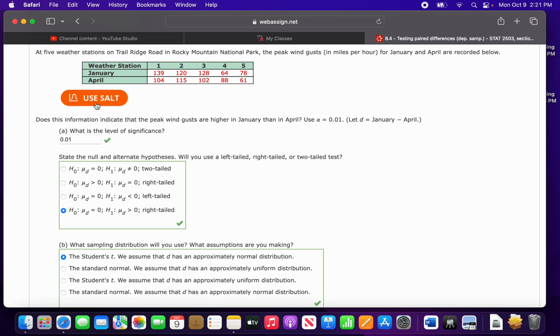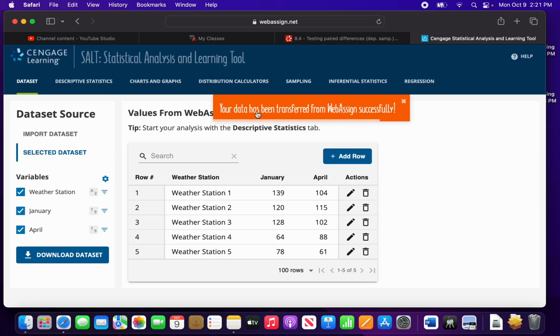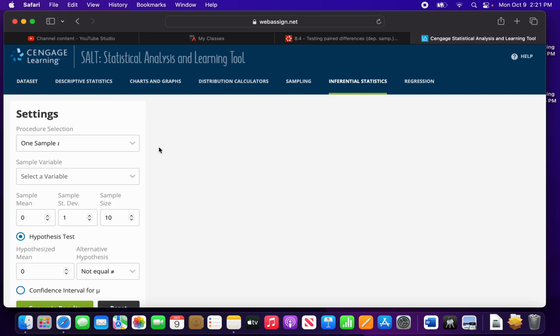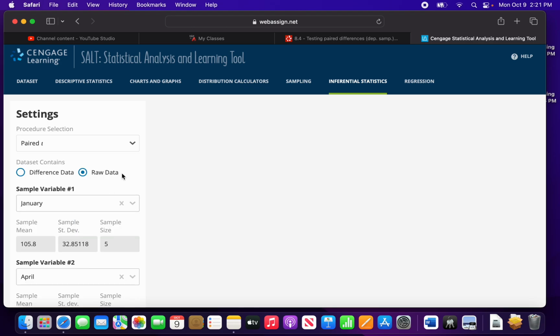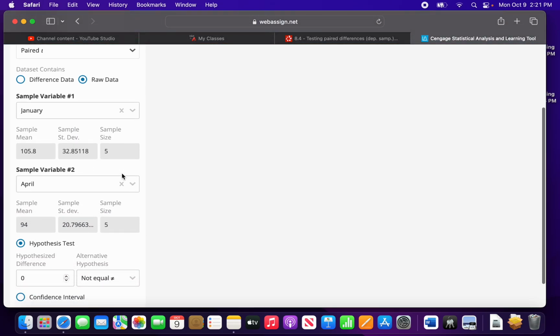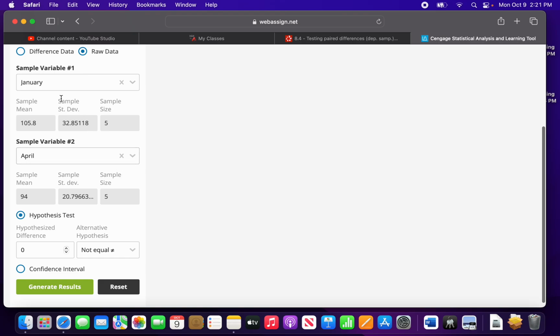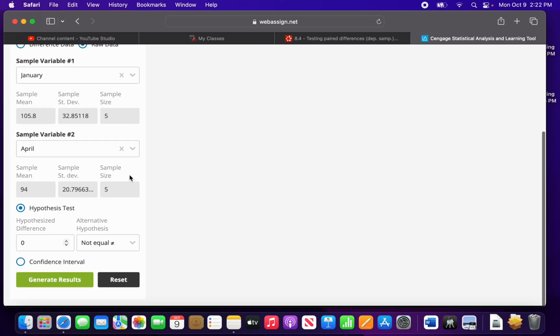Let's go to SALT, and this will pull in our data. Really, the only difference between this one and the last problem is after we go to inferential statistics, we're going to go back to a paired T. We have raw data, January minus April, so this is listed correctly, January and April. We're going to have 1 minus 2 when it calculates.